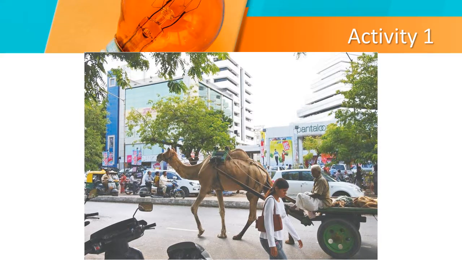Activity 1. This unit is about inventions and inventing. Look carefully at the picture. There are many things in it. Name as many as you can in English. Now, when you see this picture, what do you see? It's a normal photo of a city where there's road, there is traffic, behind that there is a mall, and there is even a camel cart.